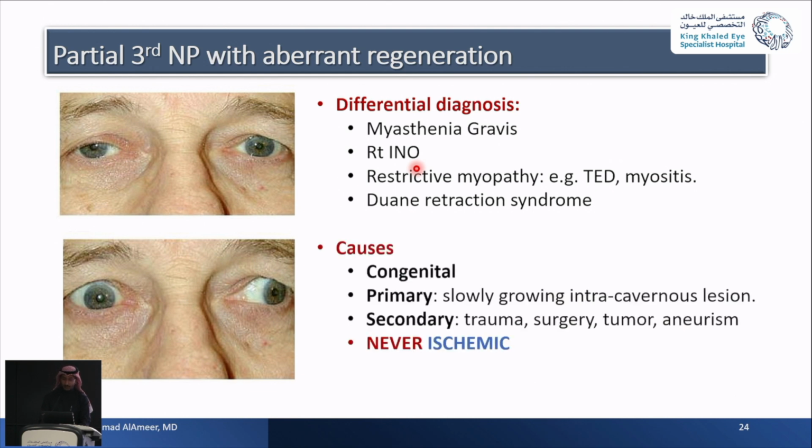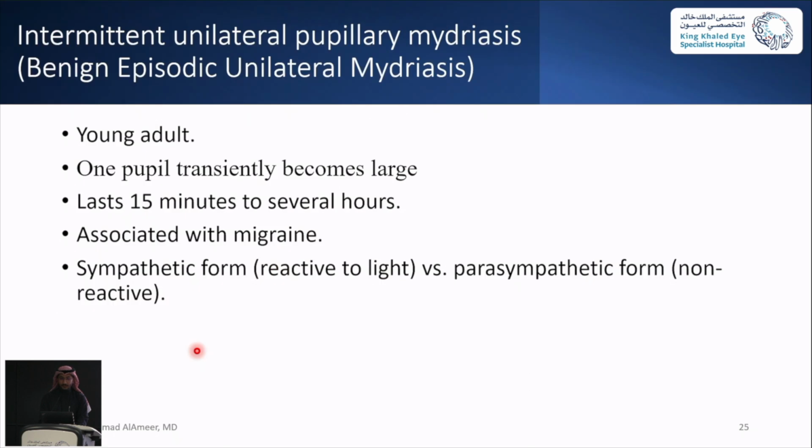So it can be congenital or it can be primary, meaning the patient is presenting with aberrant regeneration without history of third nerve palsy. It usually results from a slowly growing intracavernous lesion. If it's secondary, it's from trauma, surgery, aneurysm, and it's never ischemic. So you have to image those patients.